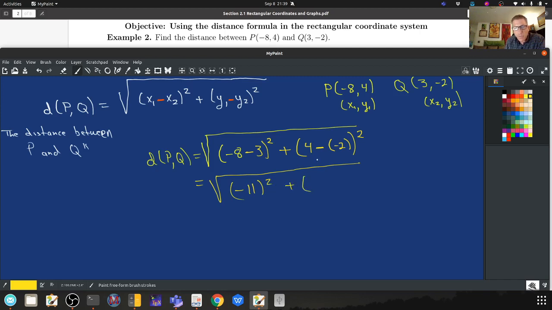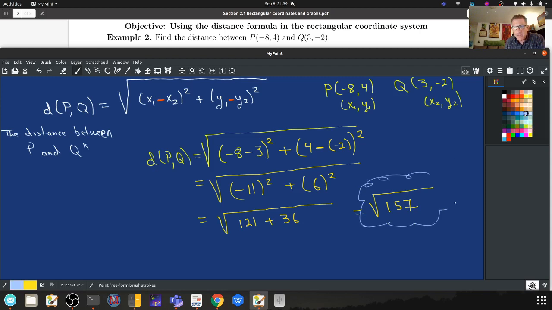And 4 minus a minus 2 is 4 plus 2, and that's 6 squared. So we've got a lot to do here. So minus 11 squared is minus 11 times minus 11. That's 121. And 6 squared is 36. So this is equal to the square root of 157. And 157 can't be factored. That's it. And this is the answer we want.